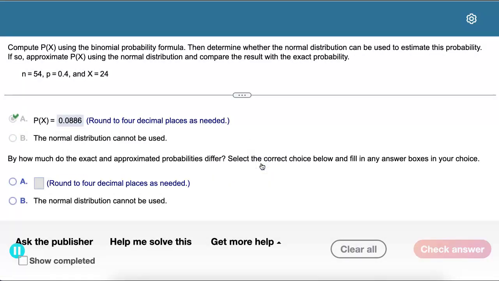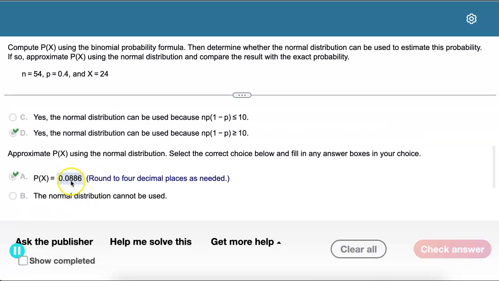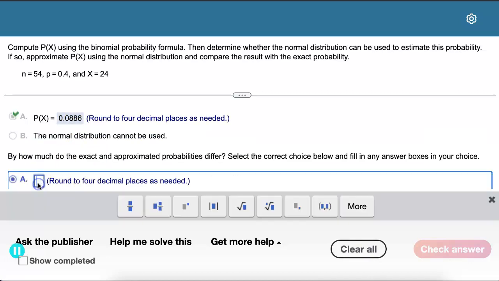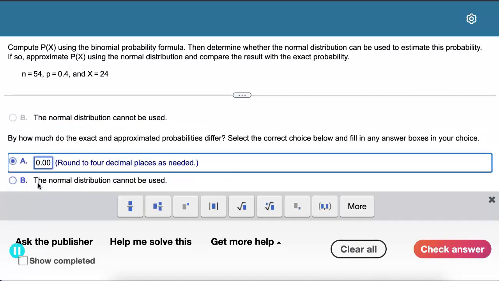And the last thing you're asked to do is just state how much these differ. Now that you have these two probabilities, the 0.0886 and the 0.0873, you subtract those two, and we get that they differ by 0.0013 when we subtract.